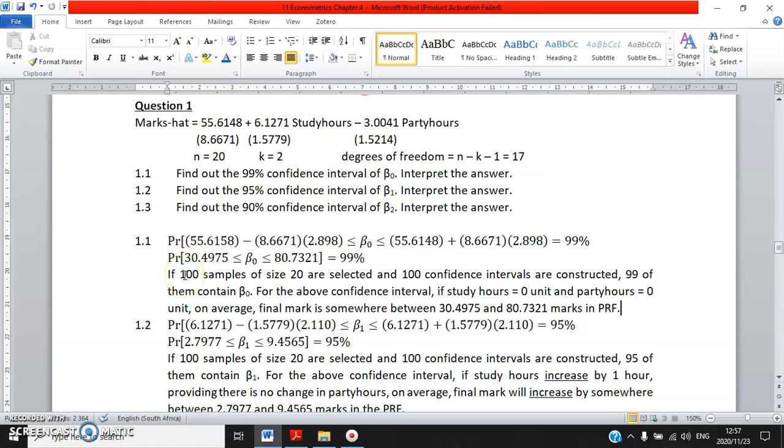So it means if 100 samples of size 20 are selected and 100 confidence intervals are constructed, 99 of them would contain the true B0. And then focusing on the above confidence interval, which is just one out of the 100 confidence intervals that we have done: if excess study hour is 0 and party hour is 0, on average final mark is lying somewhere between 30 and 80 in the PRF.